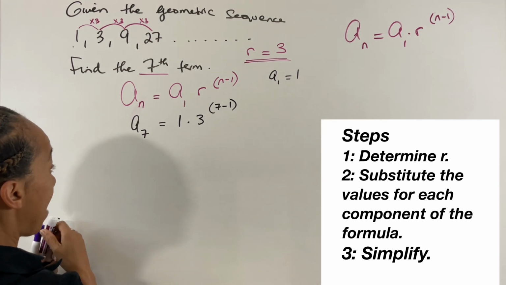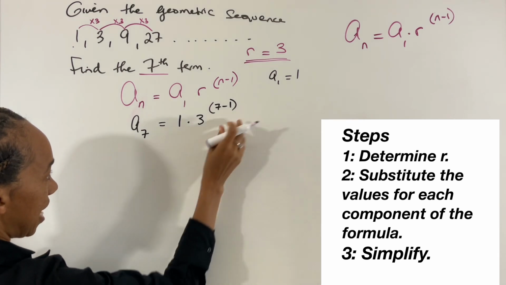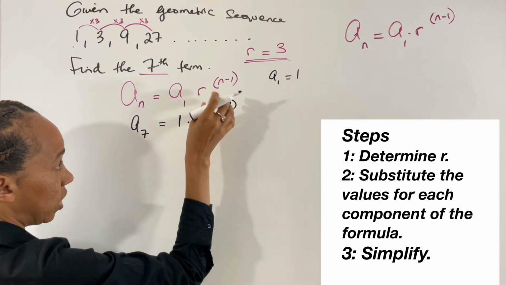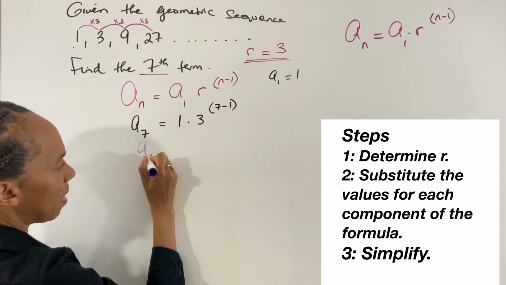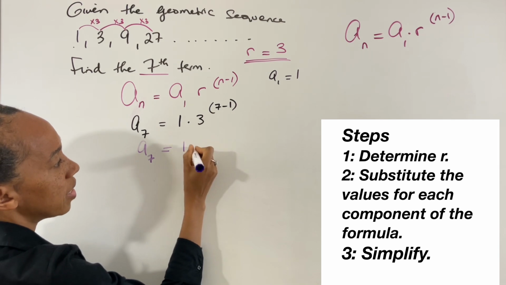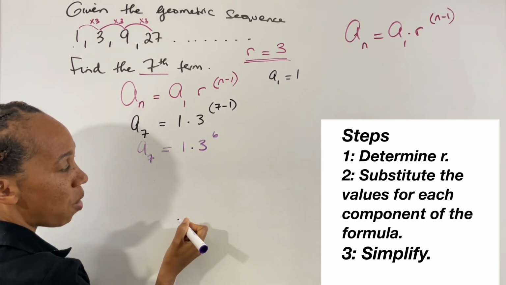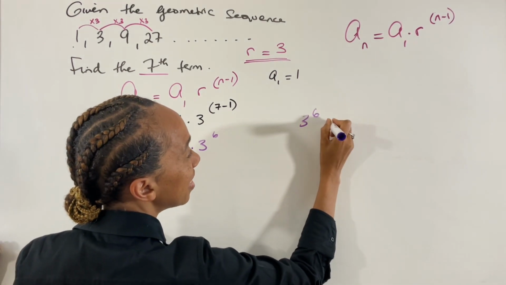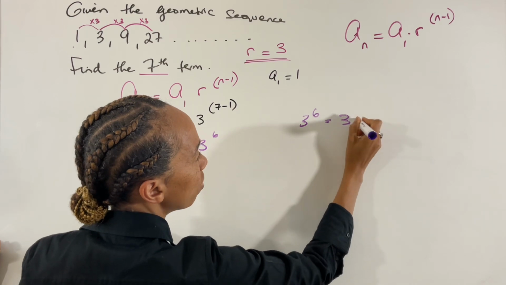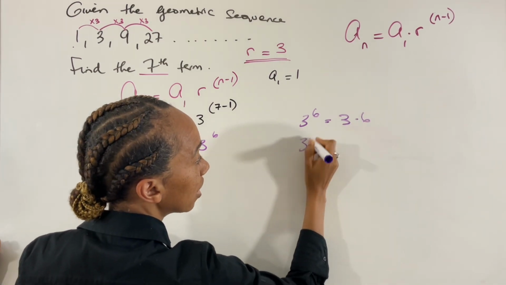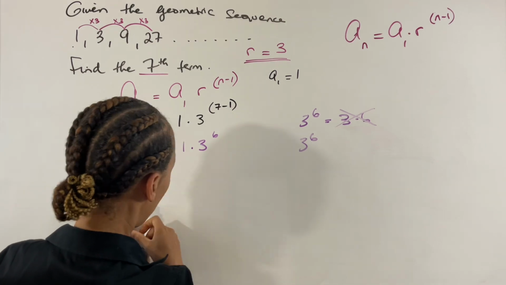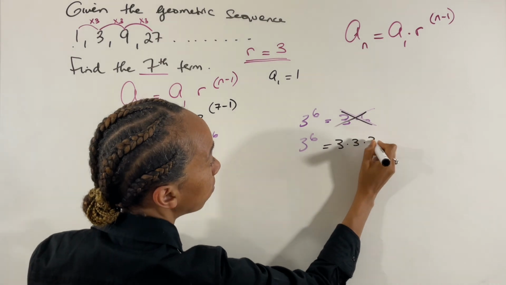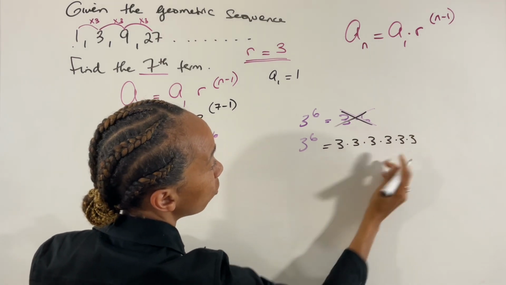And in order to simplify this, all you need to do first is note that we are going to deal with what's in the parentheses, which is also an exponent. So a sub 7 equal to 1 times 3 raised to the 6th power. Now, 3 to the 6th power, please guys, do not tell me it's 3 times 6. No, it's 3 to the 6th power. I'm going to put a cross right there to show you that it's not what it is. It is simply 3 times 3 times 3 times 3 times 3 times 3, 6 times.